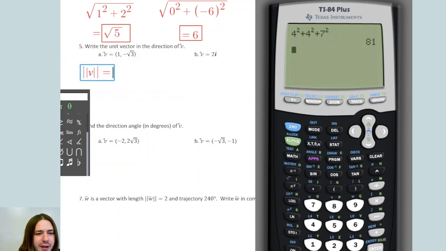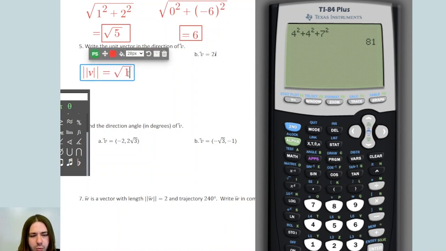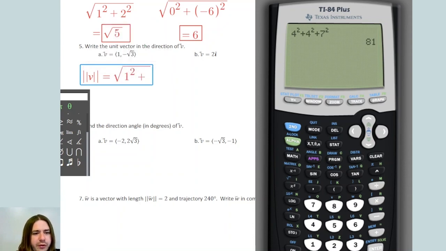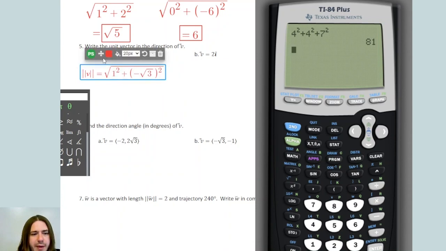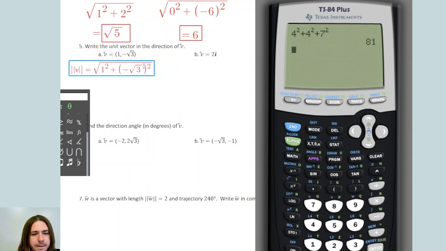Anyway, the magnitude of vector v is going to be the square root of 1 squared plus root 3 squared. When we square root 3, or negative root 3, either way, we are going to end up with a positive 3 there. So I'm going to have to make this a little smaller to make it fit. So the magnitude of this vector is going to be 1 plus 3 is the square root of 4, which is 2. Let me double check that. Yeah, 3 plus 1 is 4, square root of 4 is 2. So that's going to be the magnitude.